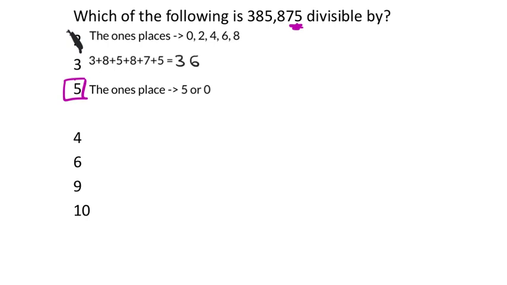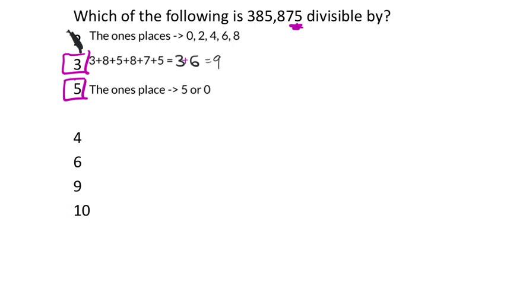Now, let's say that you didn't know that 36 was divisible by 3. Okay, we'll just add these two numbers together, and then you see that you get 9 out of that. And 9 is divisible by 3. So we would say here that the number is divisible by 3. Okay, so let's go down here to these other ones.